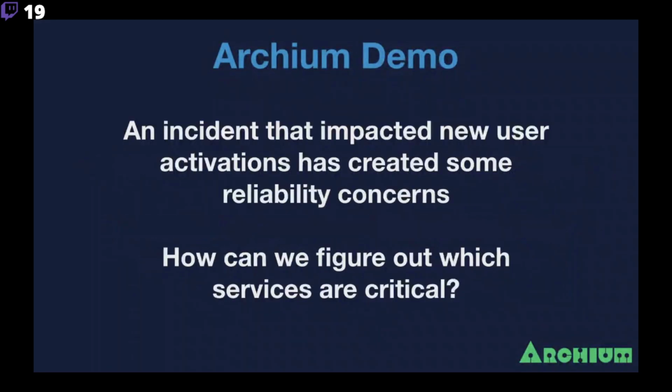So our next one is, let's think about, we've had an incident, and that incident has impacted new user activations, which is what a lot of growth teams want to focus on. Can new users get in the system and do their first action? Because we know when they do that, we get revenue a week later. So we've had a problem with that. So now we've got some reliability concerns, and we want to figure out which services in our system are most critical for getting these new user activations. And so we'll flip back to Archeum and see if we can figure that out.